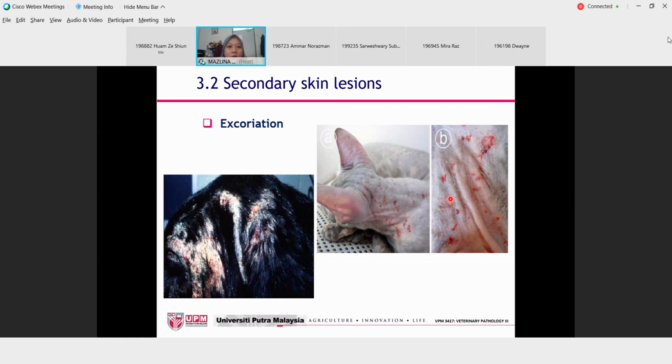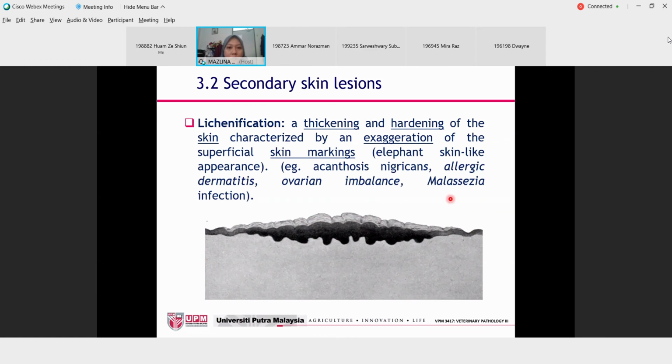Alright, next we move on to lichenification. Lichenification is defined as thickening and hardening of the skin, characterized by exaggeration of the superficial skin markings. So, people would say the skin looks like elephant skin. Okay, this lesion is typically found in cases of acanthosis nigricans, allergic dermatitis, ovarian imbalance, and even malassezia infection.